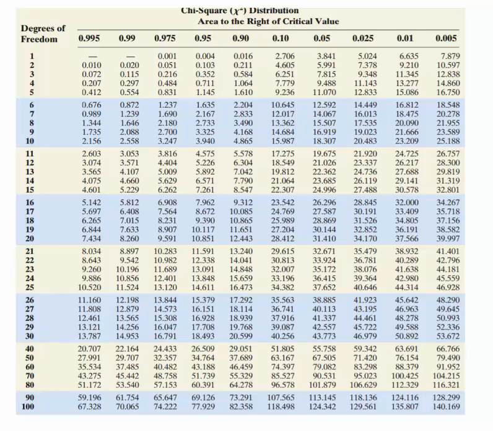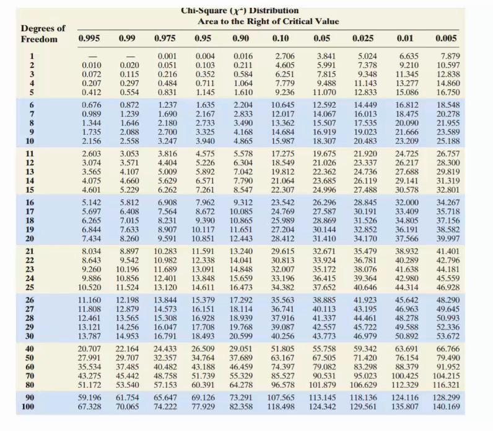How to use Table 8 to find the critical values for the chi-square distribution. You will need the level of significance alpha and the degrees of freedom. If you are doing the goodness of fit test, the degrees of freedom is the number of categories minus 1. If you are doing the independence test, the degrees of freedom is the number of rows minus 1 times the number of columns minus 1.